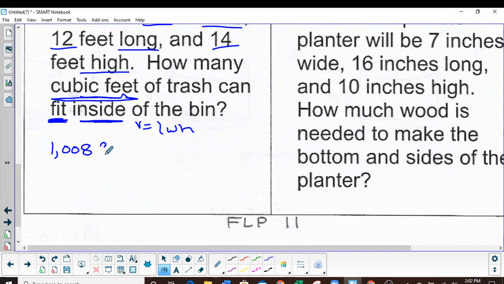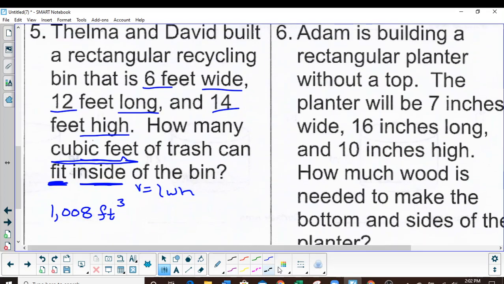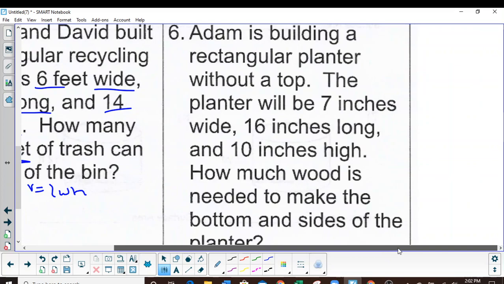And that is feet. Since it's volume, it's cubed. Cubic feet or feet cubed. Okay. Number 6 is a little tougher. Throws a little wrench in our spokes, but we can get through this one. Just follow me with it.